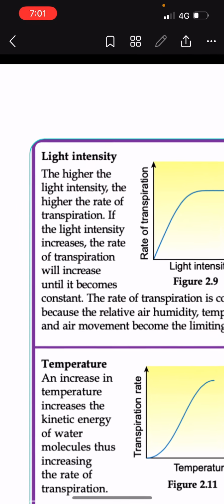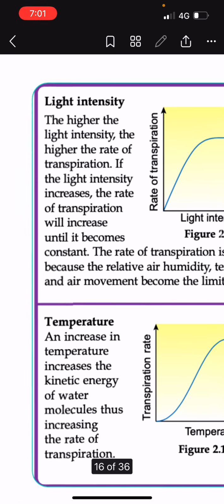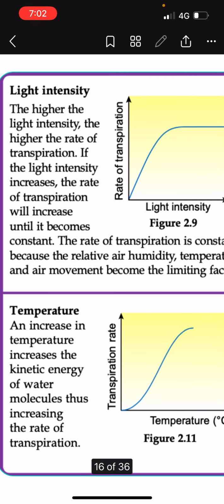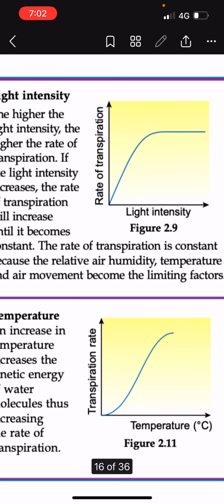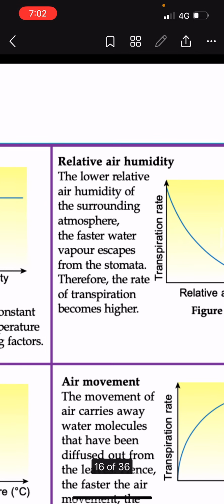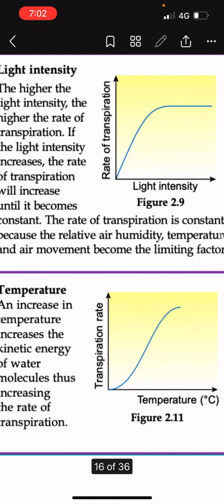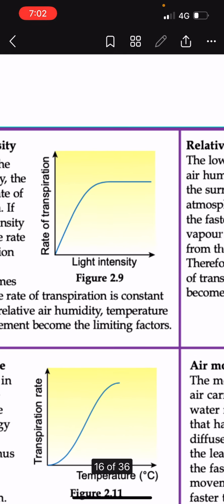Number 1, light intensity. So you guys boleh tengok graph ni. As light intensity increases, the rate of transpiration increases until it become constant. And kenapa dia constant? Disebabkan ada faktor lain yang menjadi limiting factor. So relative air humidity, yang ni temperature jadi limiting factor, relative air humidity jadi limiting factor, air movement pun jadi limiting factor. So that's why lah graph jadi constant.